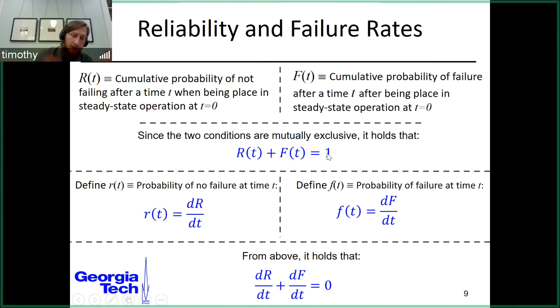So you're either going to be a surviving member or a failing member, and if you combine those together, you're going to have all the members of the 100% probability. So big R is the cumulative probability of not failing. Then little r we're going to define as the probability of no failures at a time, so dR/dt is equal to little r. And the same thing with f of t is dF/dt, the probability of failure at a given time. So from the above, it then holds that dR/dt plus dF/dt is going to be equal to 0.